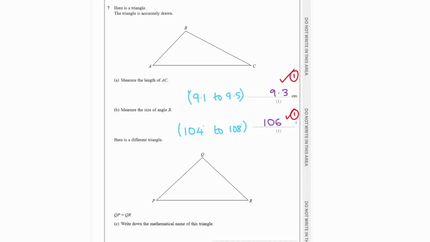The next part says, here's a different triangle. QP is equal to QR. Write down the mathematical name of this triangle. So for any triangle that has 2 lengths that are equal, we call this an isosceles triangle. So we would get 1 mark here for writing down isosceles.